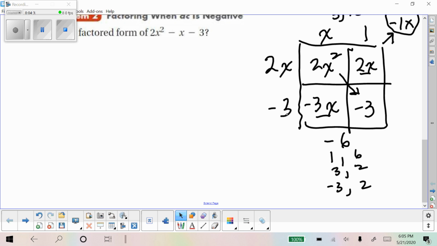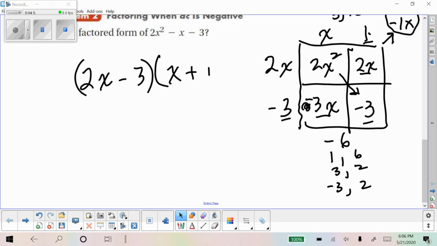And just make sure everything's working. 1 times negative 3 is negative 3. And I think I got it. There shouldn't be a negative number there. Oh, yeah, there should, sorry. Okay, so then I got 2x minus 3 for one dimension, and I got x plus 1 for the other.